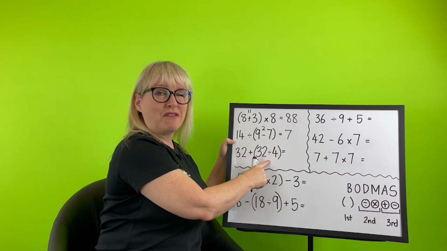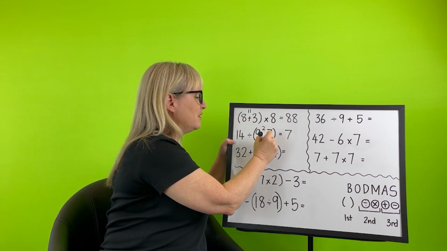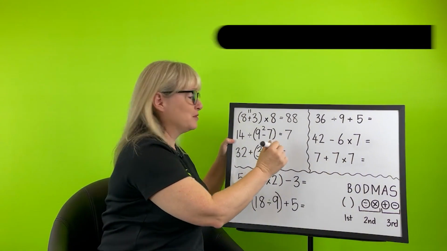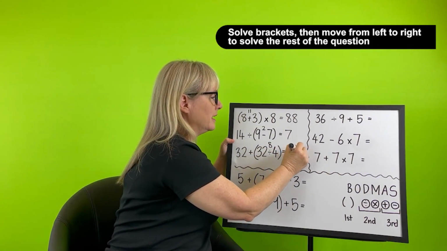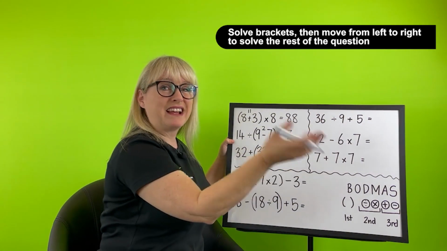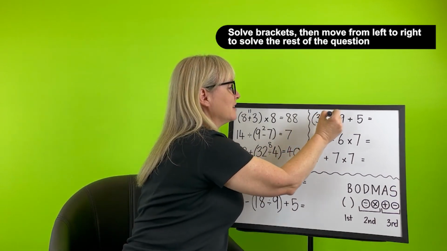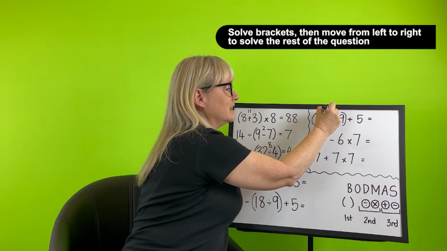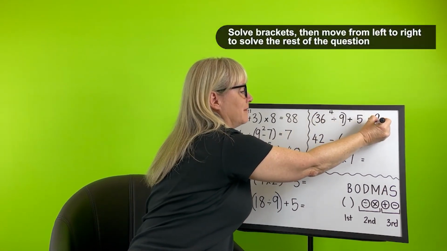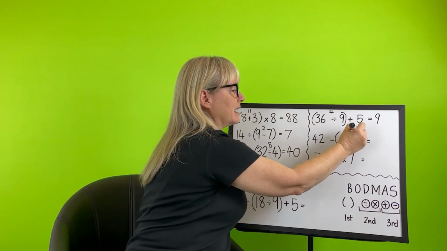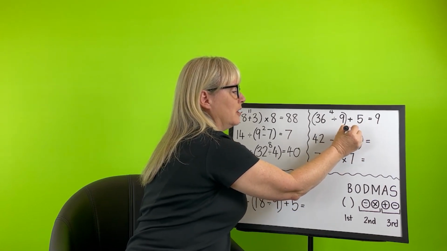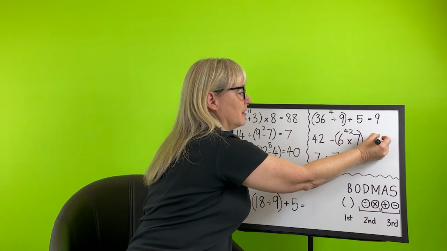Here's my brackets, I'll go there first. 32 divided by 4 is 8. Now 32 plus 8, moving from left to right, is 40. Here I haven't got brackets. I'll put them in around the multiplication or division parts. 36 divided by 9 is 4, plus 5 is 9. Here I'm going to put my brackets around multiplication and solve that, being 42. 42 subtract 42 is 0.